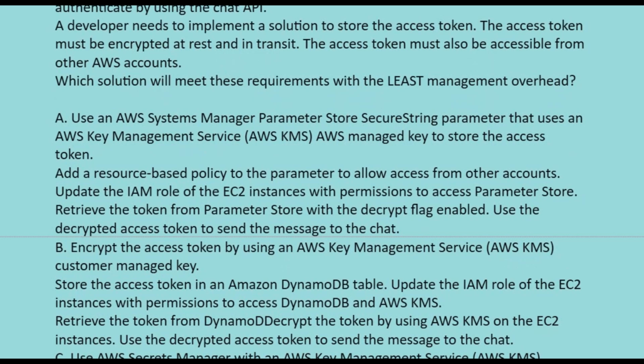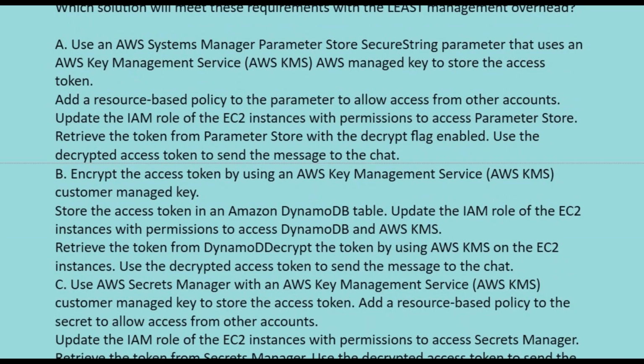Option A. Use an AWS Systems Manager Parameter Store SecureString parameter that uses an AWS Key Management Service (AWS KMS) AWS managed key to store the access token. Add a resource-based policy to the parameter to allow access from other accounts. Update the IAM role of the EC2 instances with permissions to access Parameter Store. Retrieve the token from Parameter Store with the decrypt flag enabled. Use the decrypted access token to send the message to the chat.